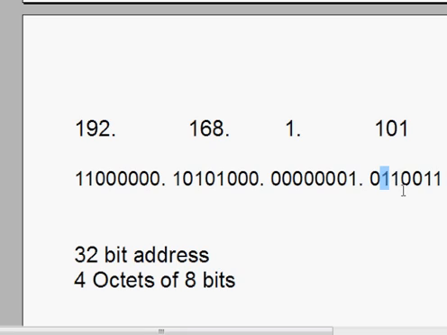Over here I've got a 1 in the 64's place. In the 32's place, that makes 96. Plus 1 in the 4's place makes 100. Plus a 1 is 101. So this is an IP address, a 32-bit address, 4 octets of 8 bits each, written in binary format. And this is going to be important as we learn subnetting.